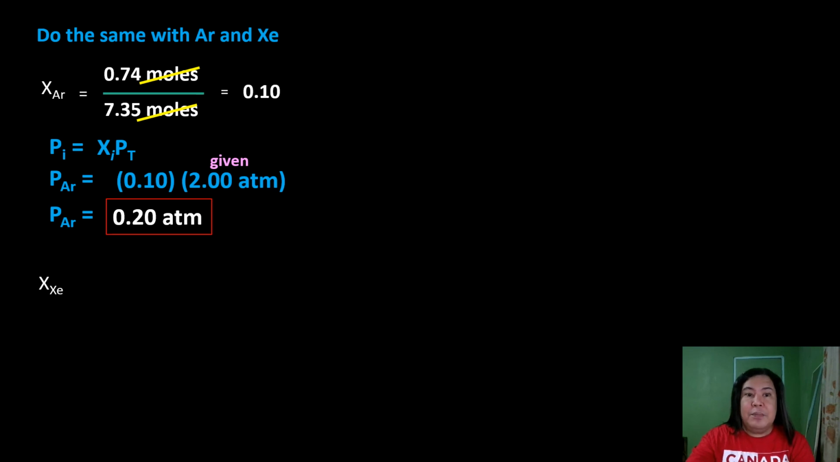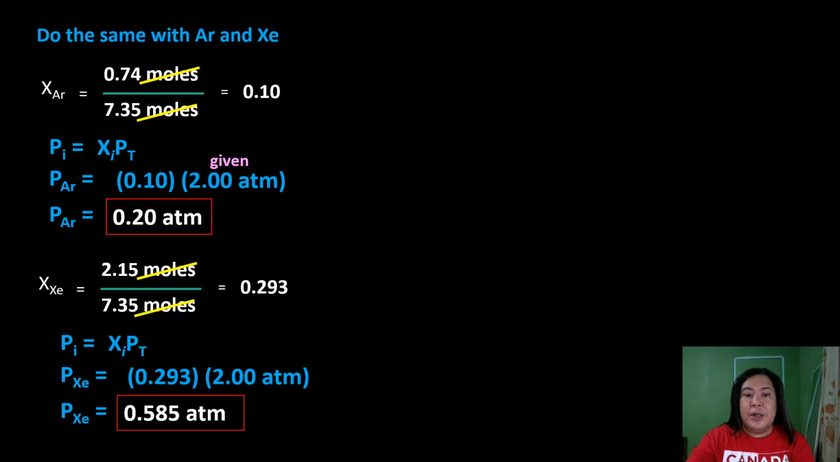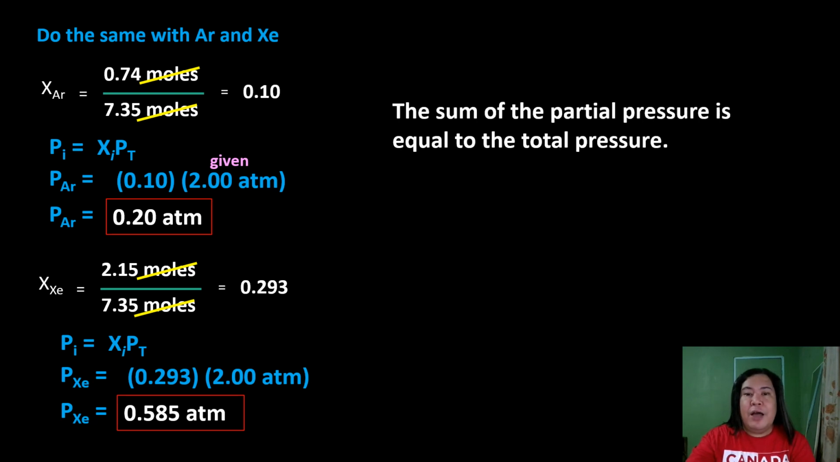Next, the partial pressure of xenon. 2.15 moles divided by 7.35 moles. Cancel the mole unit and you will get 0.293. Then calculate the partial pressure of xenon, which is 0.293 times 2.0, and you will get 0.585 atm. The sum of the partial pressures is equal to the total pressure.